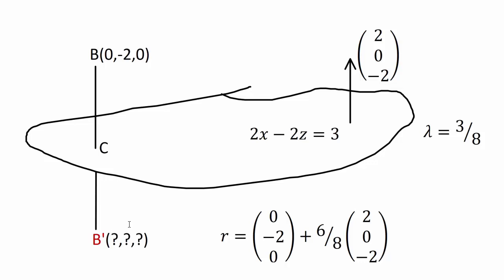How lovely. And if I wanted to find the shortest distance between B and the plane, I would do the same method with lambda equals 3/8, and then I can find C and just find the length of BC. Straightforward.